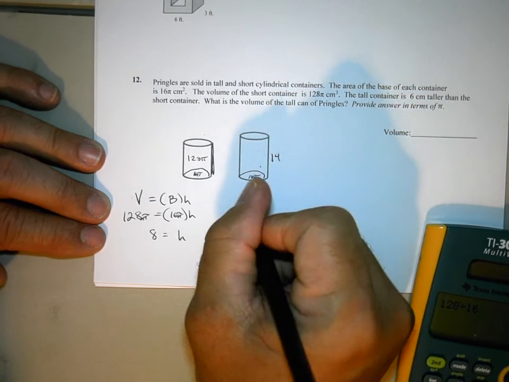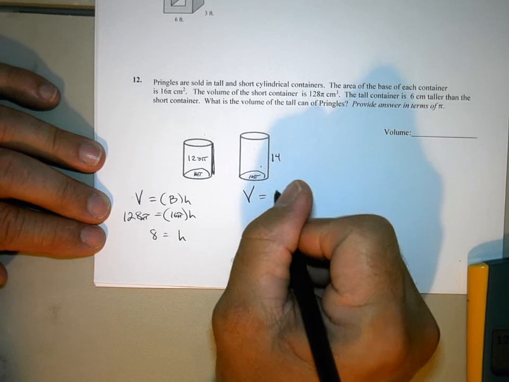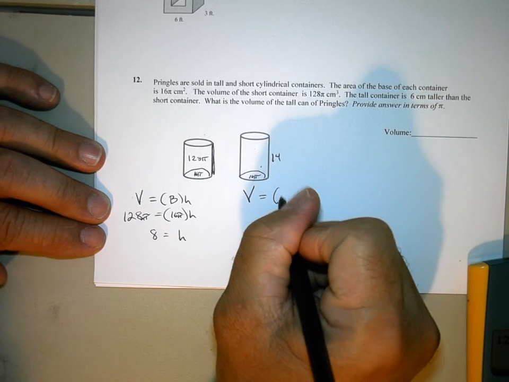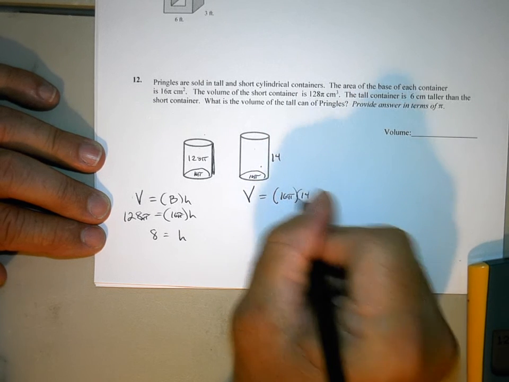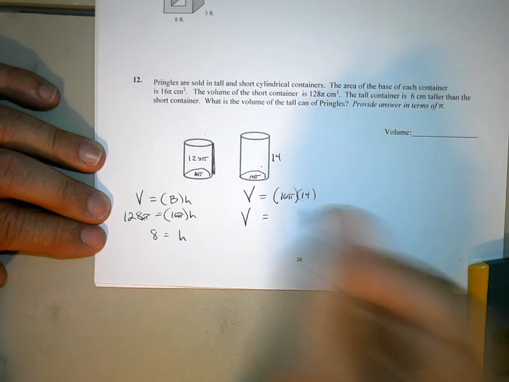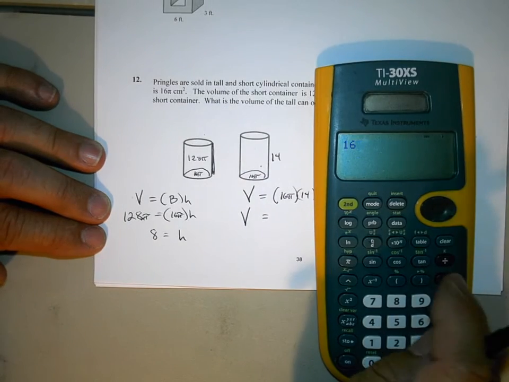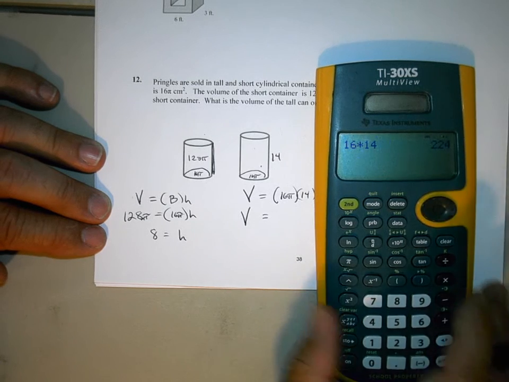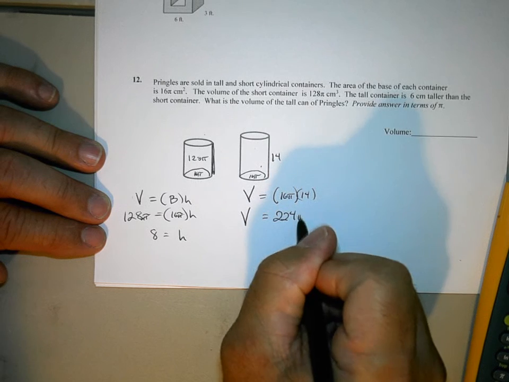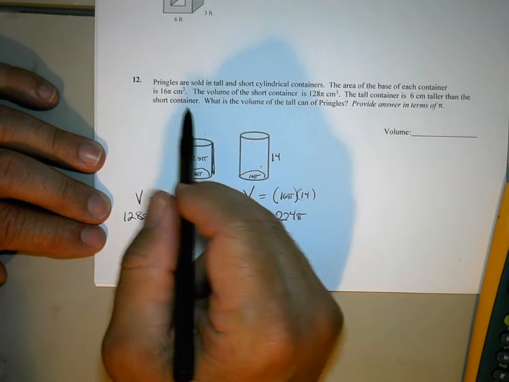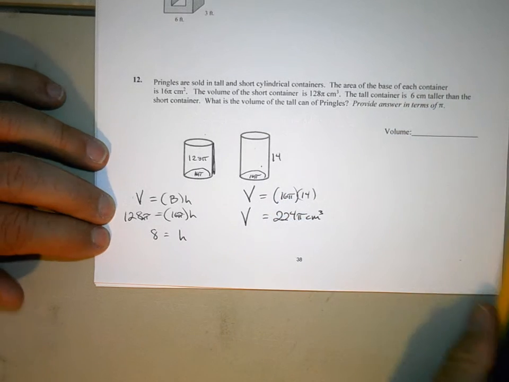So to find his volume, it's simply volume equals base area, or 16 pi, times 14, which means it has a volume of 16 pi times 14, which is 224 pi. And of course this is, what is it, centimeters cubed. Alright, that's one way of doing it.